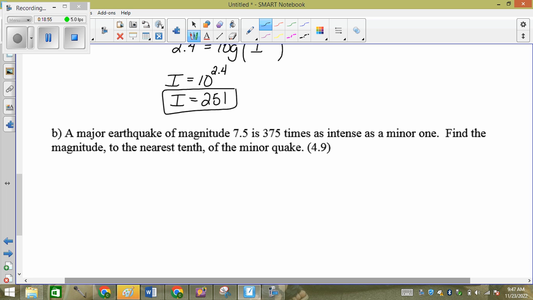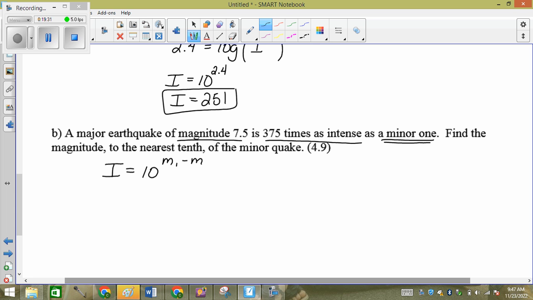A major earthquake of magnitude 7.5 is 375 times as intense as a minor one. Find the magnitude, to the nearest tenth, of the minor earthquake. Keeping in mind, magnitudes of earthquakes are base 10, correct? So if I'm at 7.5, 6.5 would be 10 times less, 5.5 we just go down on our base scales. So here we go: 10 to the M1 minus M2.